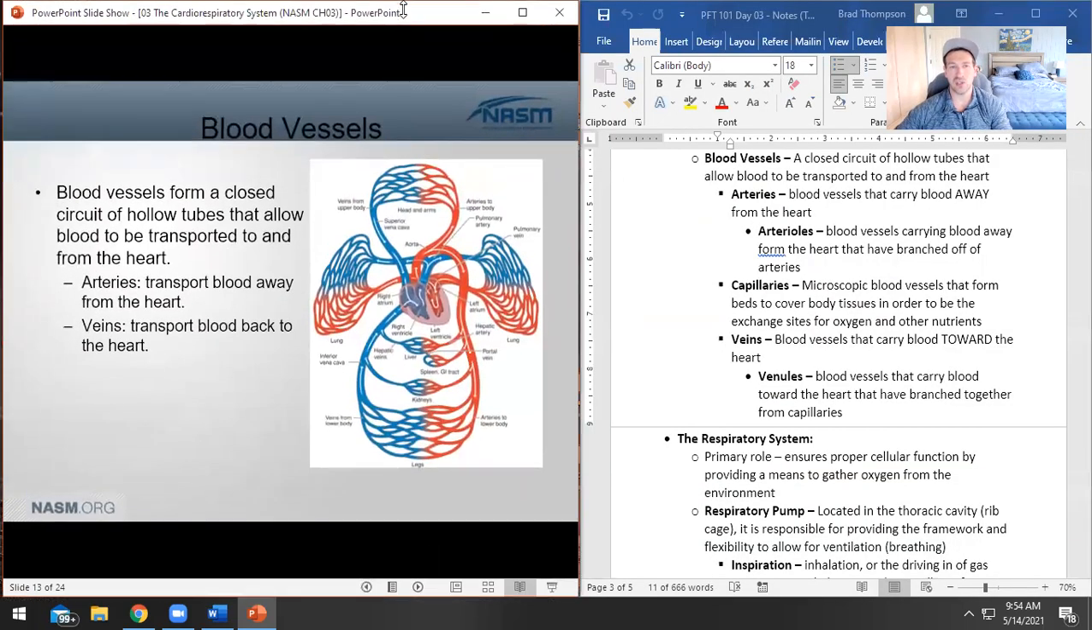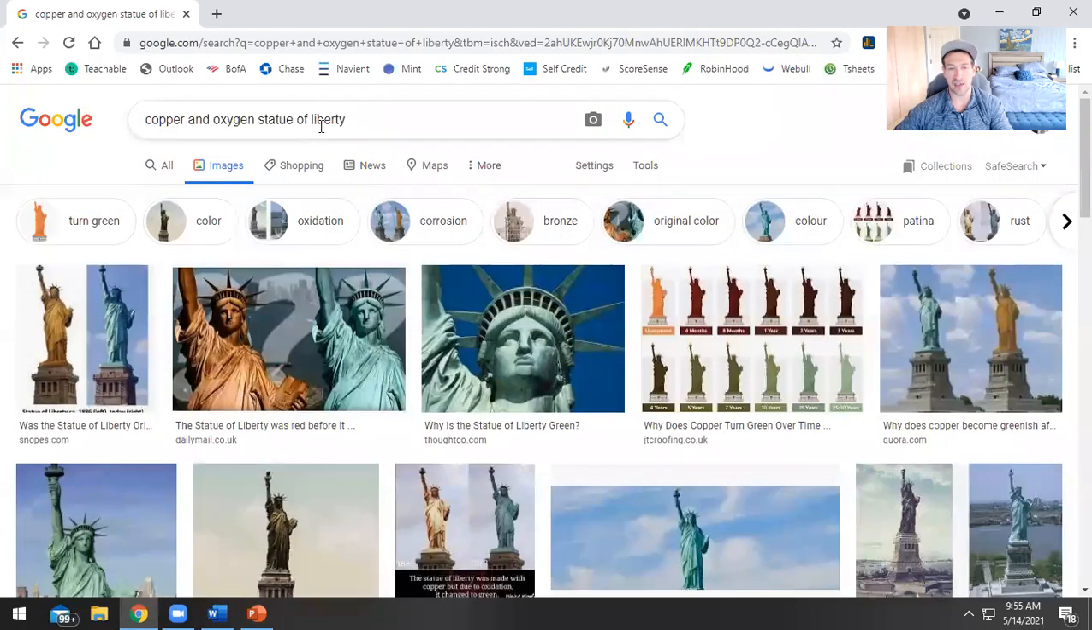So when you're trying to memorize arteries and veins, don't pay attention to whether it's blood that has oxygen in it or blood that doesn't. Pay attention to the direction they are heading. What's important is that arteries always go away from the heart, veins always go towards the heart. And then in the middle, you are going to have capillaries. Capillaries are microscopic blood vessels that form little beds that cover various tissues throughout the body. This is the actual exchange site for oxygen.